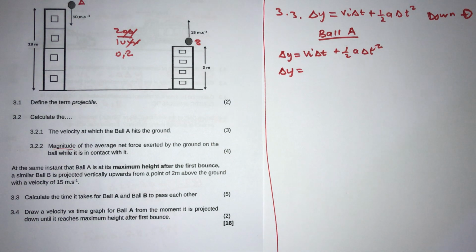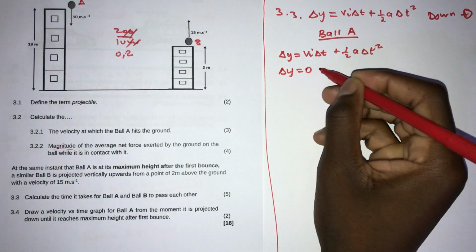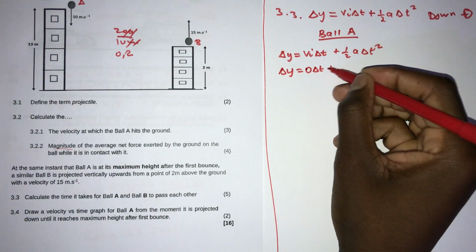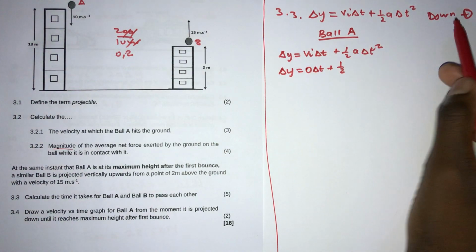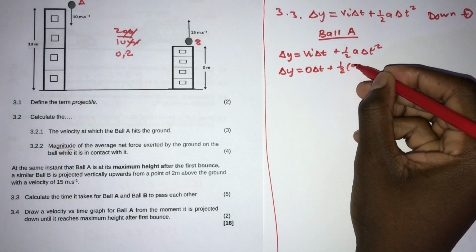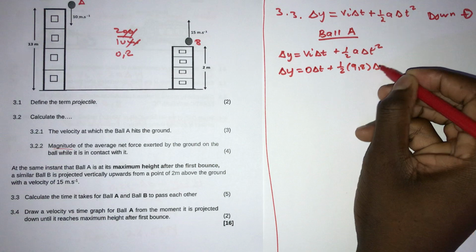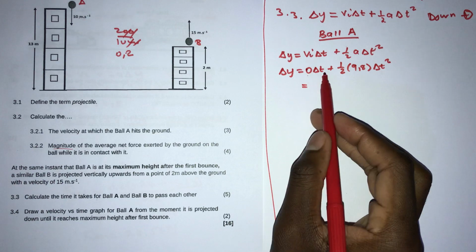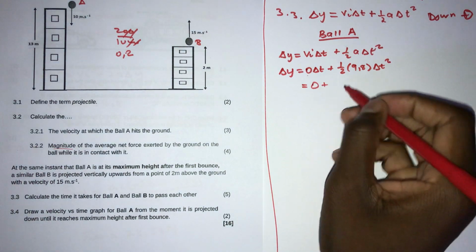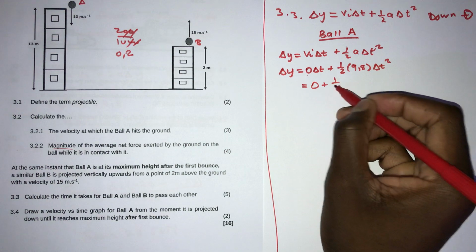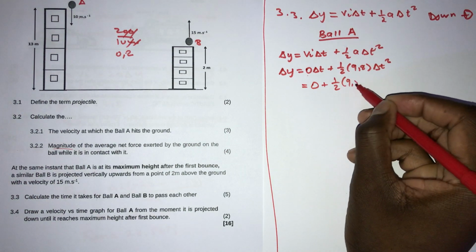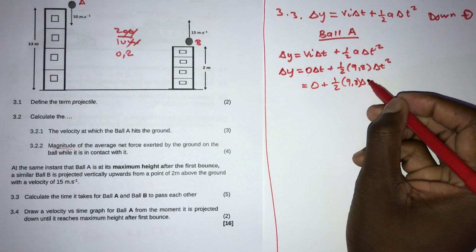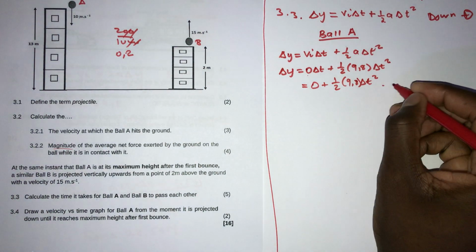So when they throw ball B up, ball A was at its maximum height, so the velocity was 0. So we're going to take that one as initial velocity 0, and then the change in time plus 1/2. Since we took down as positive, 9.8, and then the change in time squared. We don't know the time, right? We're looking for time. So here, this 0 times time is going to give us 0 plus, let's say this one 1/2, 9.8, change in time squared. So let's say this one is equation 1.